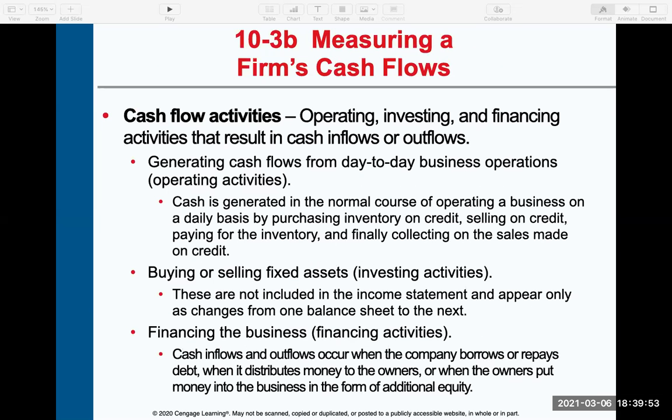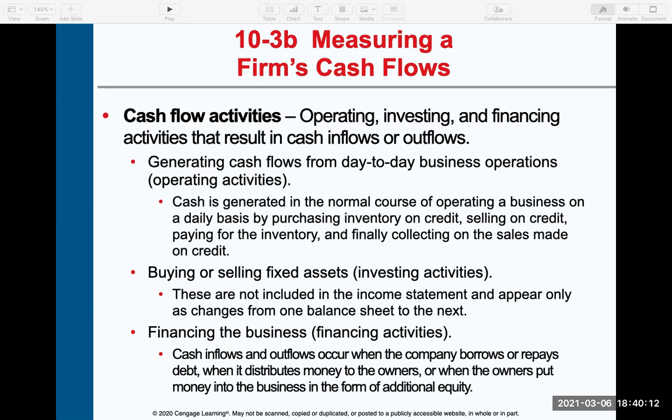So as we get into cash flow activities, we're looking at three specific activities: operating, investing, and financing. In operating, we are both generating revenue and spending the revenue. Investing, we are spending the revenue, and financing, money is coming in.